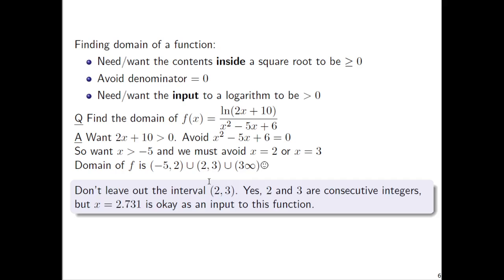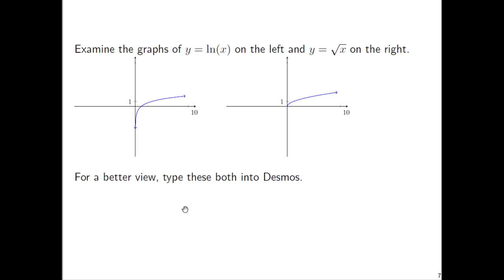It's here just as a reminder that you don't leave out the interval 2 to 3. So yeah, 2 and 3 happen to be consecutive integers, or integers that are right next to each other, but that shouldn't change the fact that it's okay for a number between 2 and 3, like 2.731. That's okay to use as an input. That's an input to this function. So sometimes people only have the first and the third interval here. We also need this middle interval from 2 to 3.